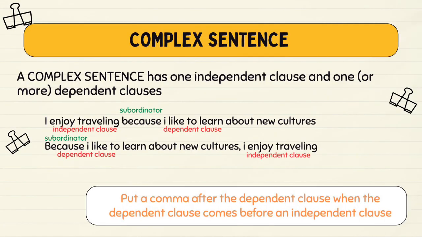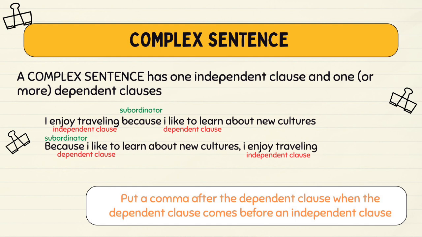A complex sentence has one independent clause and one or more dependent clauses. For example, I enjoy traveling because I like to learn about new cultures. This sentence has two clauses. The first is, I enjoy traveling, an independent clause. The second, because I like to learn about new cultures, is a dependent clause. The dependent clause begins with the subordinator because.